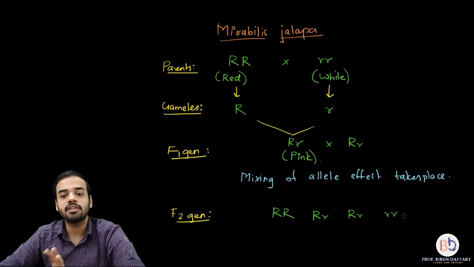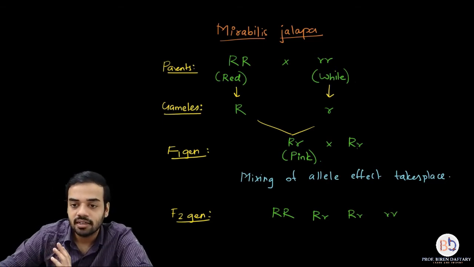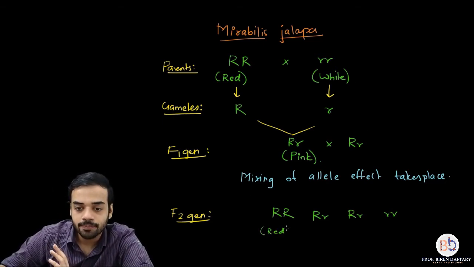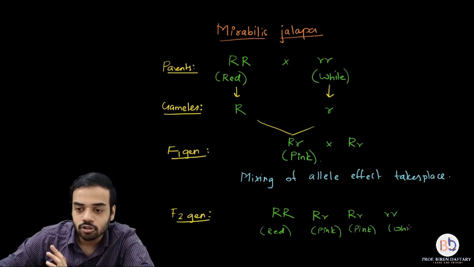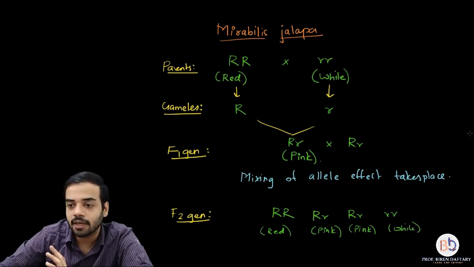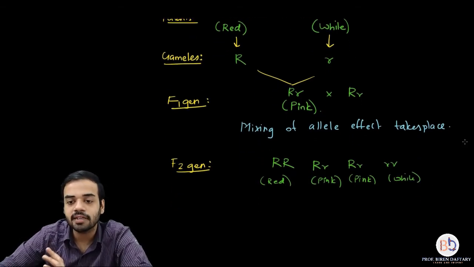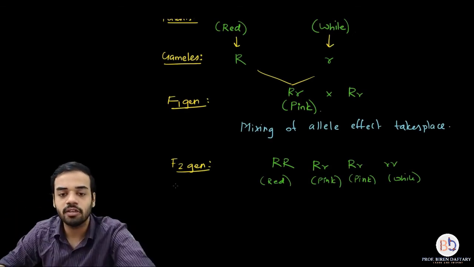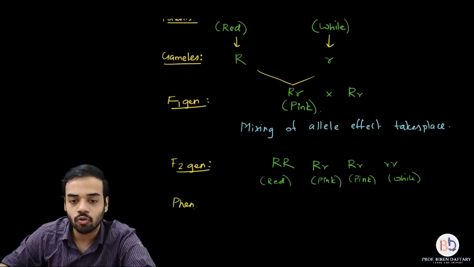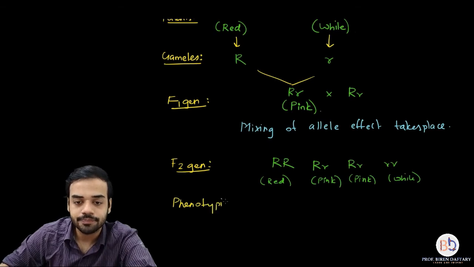Now can you tell me the phenotypes of all these individuals? So capital R is going to be red. Capital R, small r, mixing of characters, so pink. Again, this will be pink, and the last one will be white. So what is the phenotypic ratio? The phenotypic ratio is red is to pink is to white, and that is going to be 1:2:1. I hope you are getting this point.